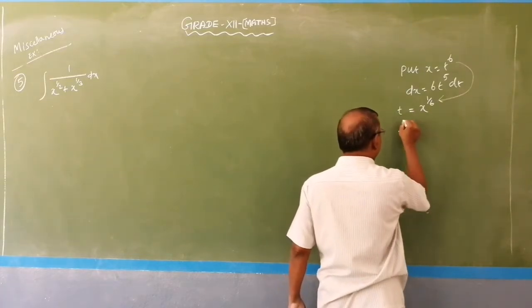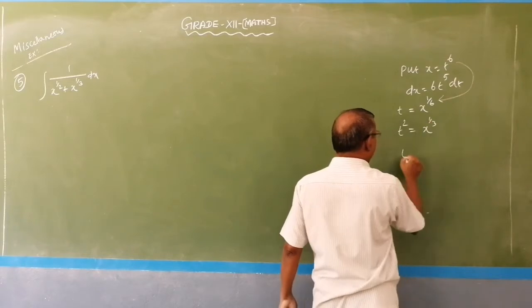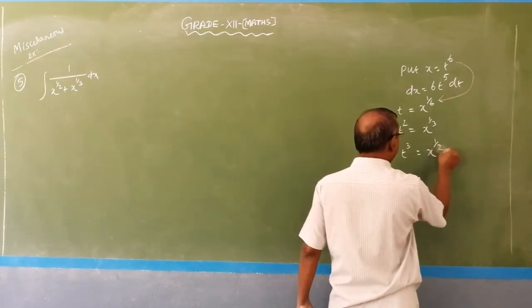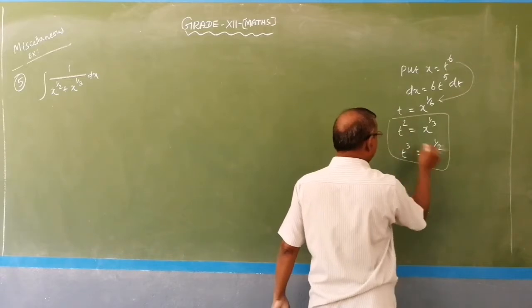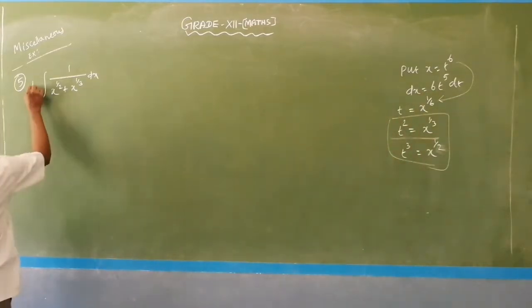Square on both sides, t square equal to x power 1 by 3, and t cube equal to x power 1 by 2. So these are the values we have to substitute there. So assume this as I.